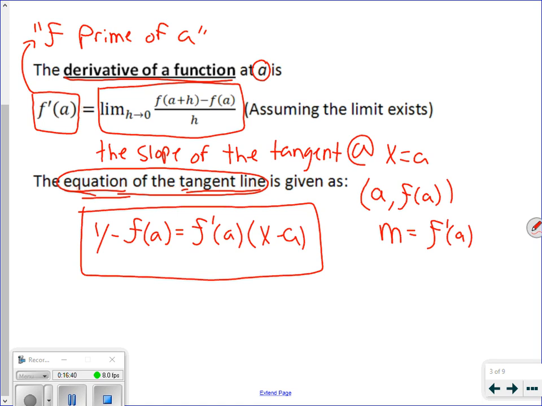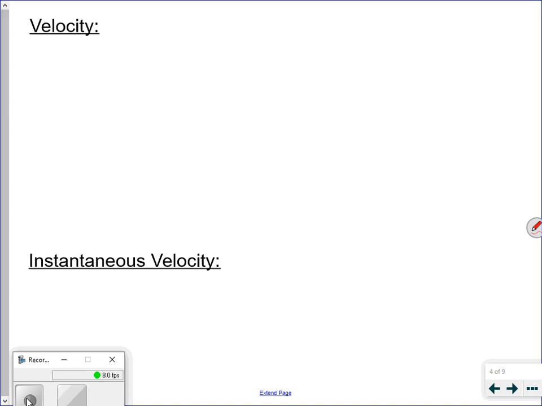We'll look at examples of this here later as well. Okay, so there is application with derivative, and we're going to do a lot more of that later, but I do want to go ahead and give you a heads up on velocity. Now, we've already talked about velocity with average rate of change. Velocity is just a rate of change. It's the rate at which our position is changing. Okay, so let's write that.